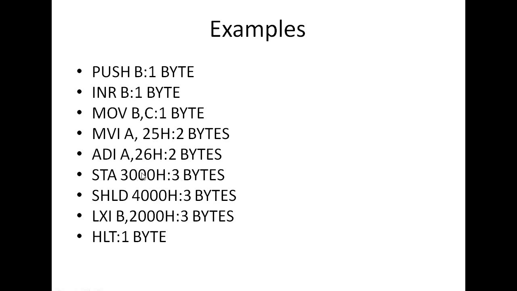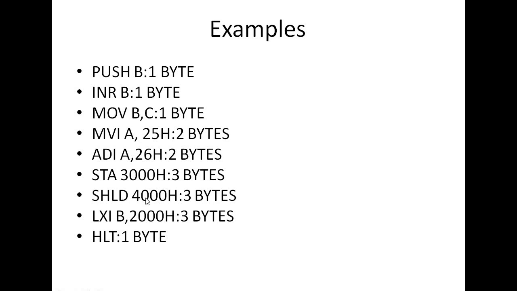This is a number, right? So is this number 16-bit or 8-bit? 16-bit. So 30 is a 1 byte number and 00H is another 1 byte number. So 1 byte for the opcode, 1 byte for the higher byte of the address and 1 byte for the lower byte of the address. So making it a 3 byte instruction, right?